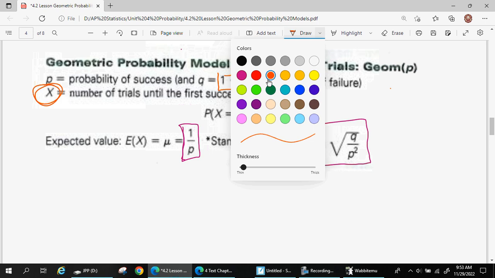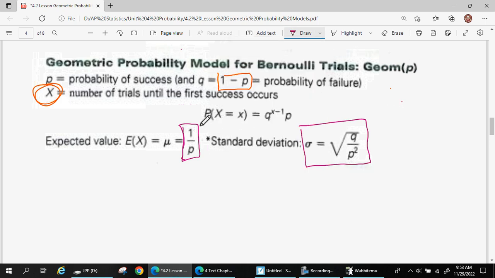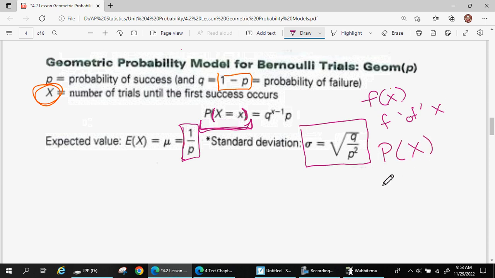And then we are going to start using some proper notation here when we talk about probabilities. So this capital P here stands for the probability of. It's sort of like a function when we talk about algebra, f of x. That's read f of x, function of x. Here we are talking about the probability of x happening.